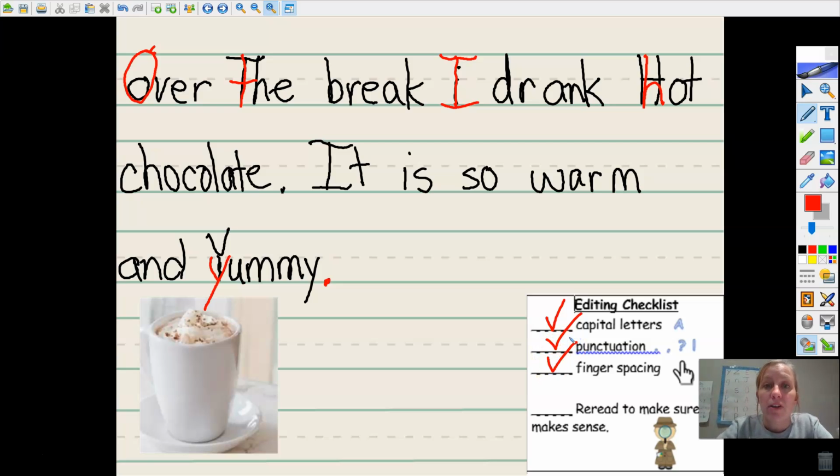I'm going to check for every word in the sentence. Over the break, I drank hot chocolate. It is so warm and yummy. All right, I've checked everything off of my checklist. On the next page, you are doing the same thing. You are reading and looking for mistakes in capitals, punctuation, and finger spacing.